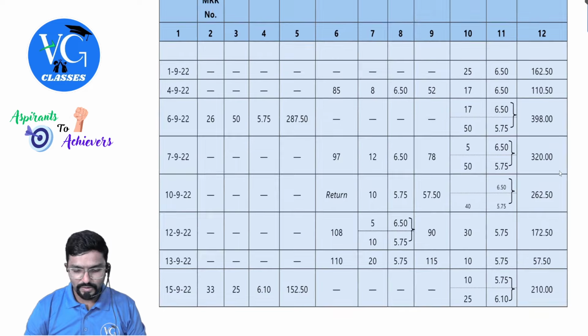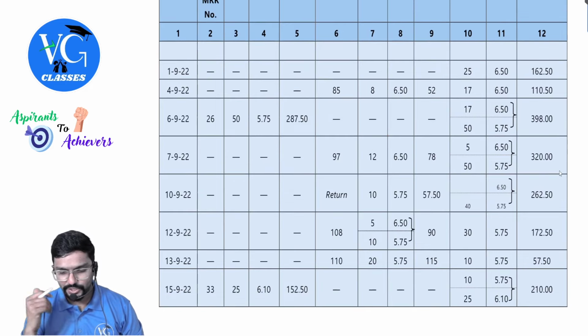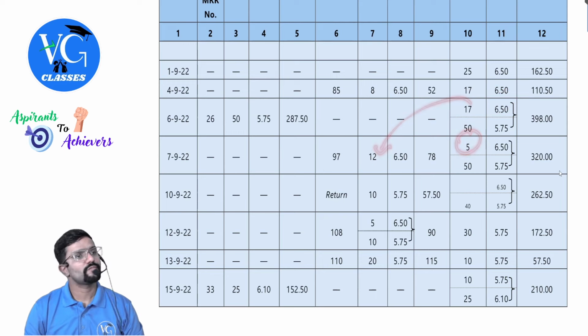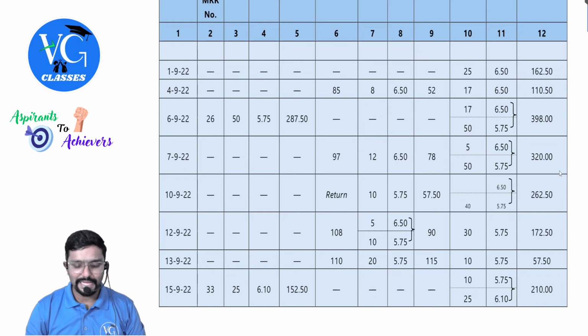Next, sir, 12 units are issued. Issued at what? From where? First, out of 17. First in, first out. Okay, sir. Remaining is out. How much out of it? 5, that is 17 minus 12. So 5, and the 50 will be as it is. 50 would be as it is, guys.